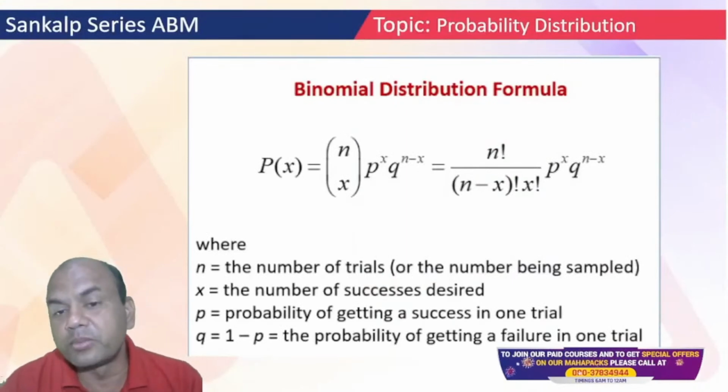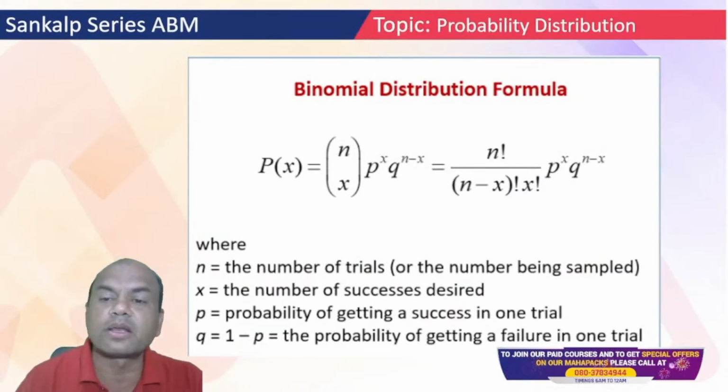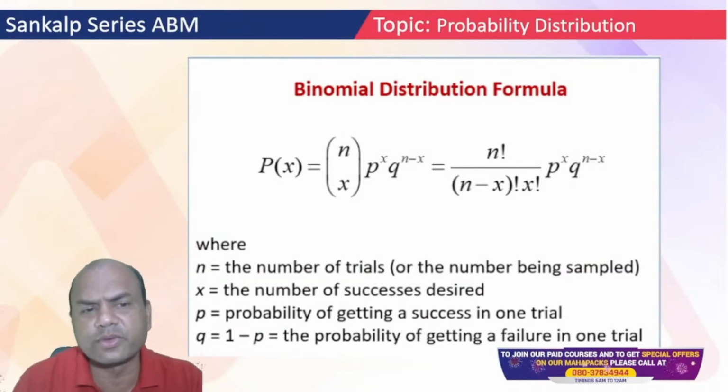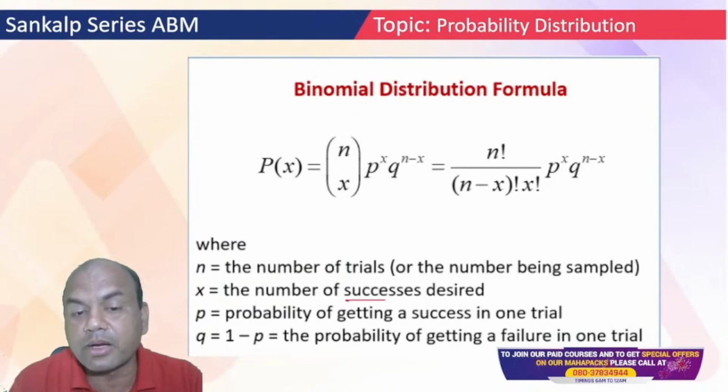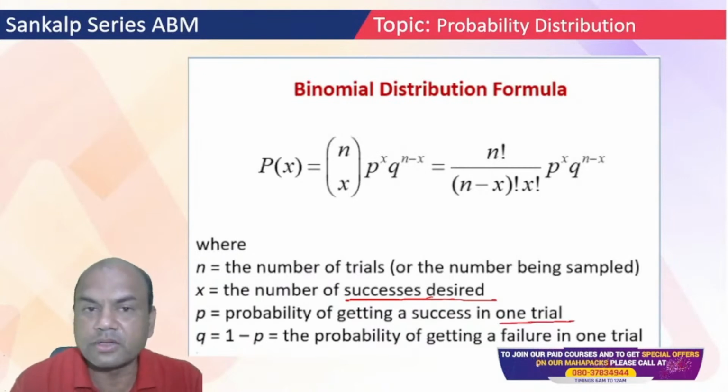Now, binomial, this is the formula for binomial: nCr times P raised to r, Q raised to n minus r, or x, we call it. So nCx, P raised to x, Q raised to n minus x. n is the number of trials. x is the successes required. P is the probability of getting success in a single trial, and Q is the probability of getting failure. So this is binomial.